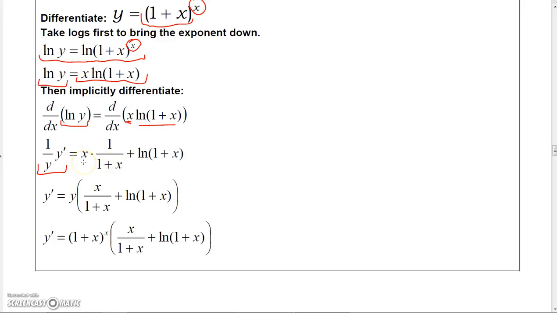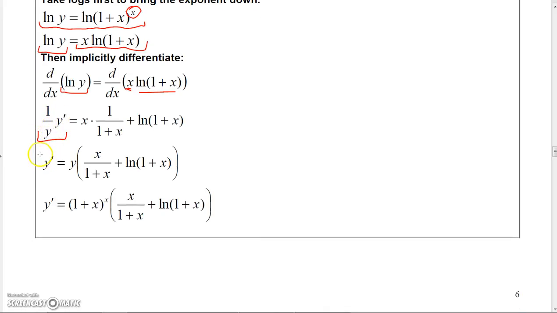So now I've got these two terms: x over 1 plus x plus the natural log of 1 plus x. But that's not equal to y prime. That's equal to y prime over y. So to get y prime, multiply both sides by y. And so I get y prime equals y times that sum, x over 1 plus x plus natural log of 1 plus x.